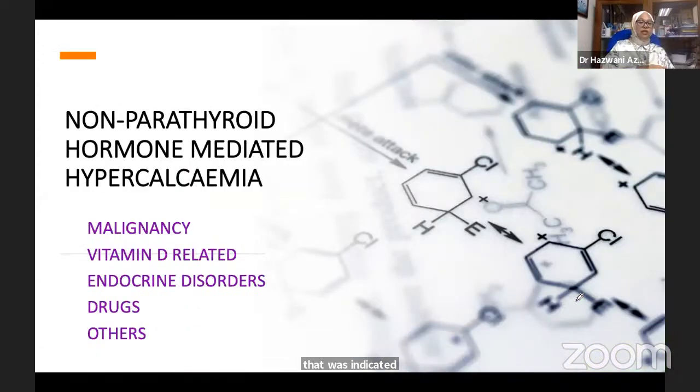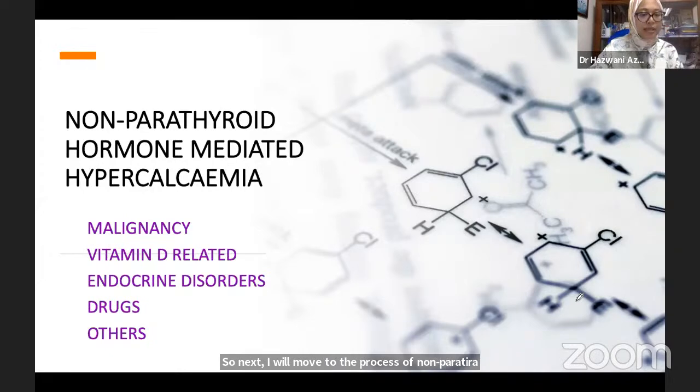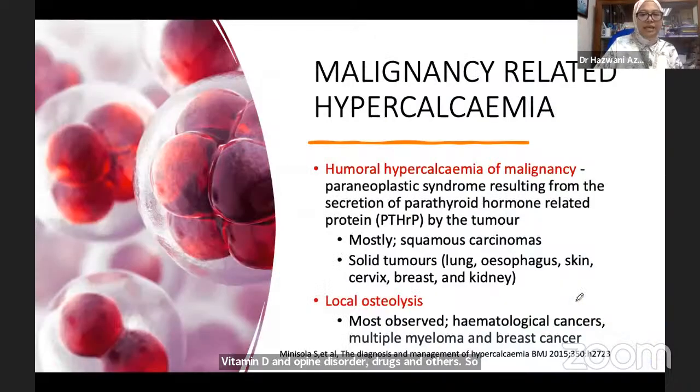Next, I will move to the causes of non-parathyroid-related hypercalcemia, which will be divided into malignancy-related hypercalcemia, vitamin D, endocrine disorder, drugs, and others. Basically, in malignancy-related hypercalcemia, we have two main pathophysiologies plus one that is vitamin D related. The first one is humoral hypercalcemia of malignancy. What does it mean? It is a paraneoplastic syndrome that results from the secretion of parathyroid hormone-related protein, PTHrP, by the primary tumor. So we can measure PTHrP in a patient that we suspect has humoral hypercalcemia of malignancy.